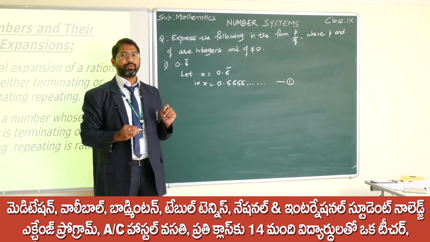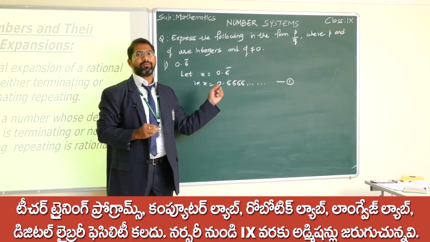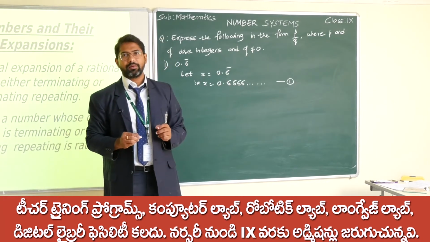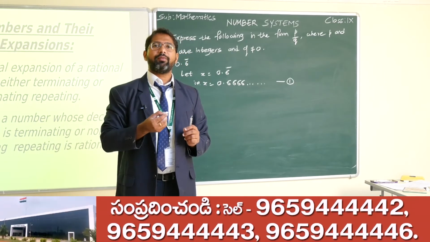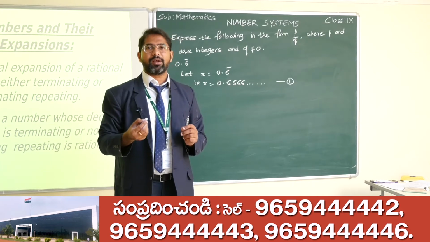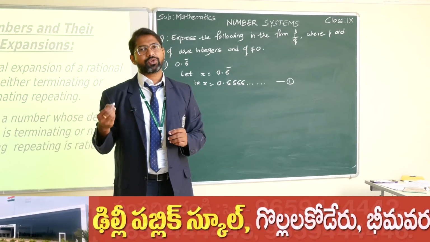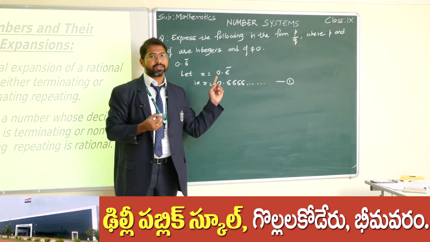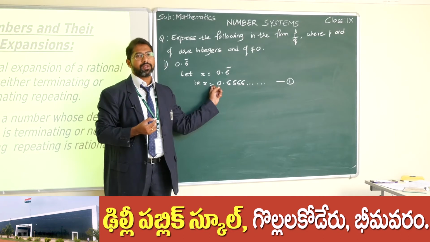So what we have to do is multiply both sides of equation 1 with 10. If 2 digits are repeating, then its periodicity is 2. So we have to multiply with 100. If 3 digits are repeating, then we have to multiply with 1000 and so on. Let us see here. Here only one digit is repeating. So we have to multiply both sides of equation 1 with 10.